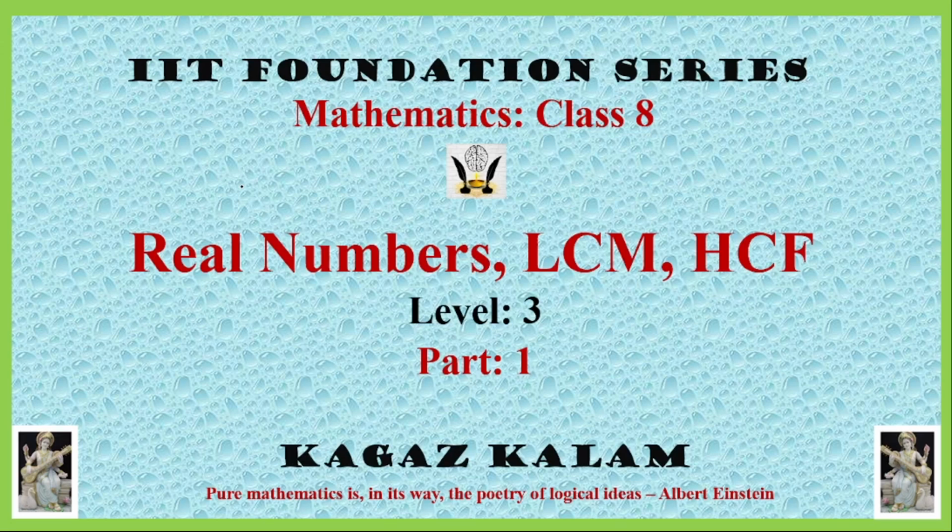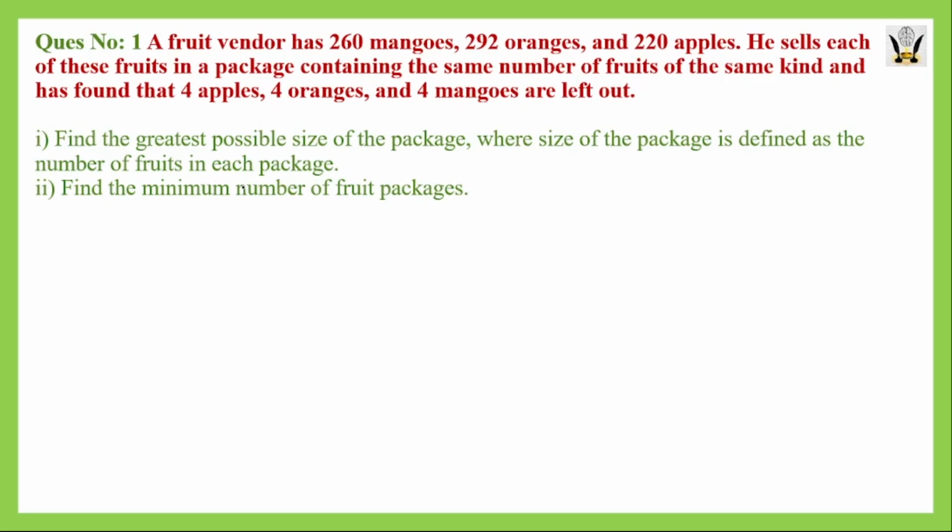In today's class, I will be solving a few more problem sums based on real numbers, LCM and HCF, which are of level 3. So let's get started. The first one says that a fruit vendor has 260 mangoes, 292 oranges and 220 apples. He sells each of these fruits in a package containing the same number of fruits of the same kind and has found that 4 apples, 4 oranges and 4 mangoes are left out.